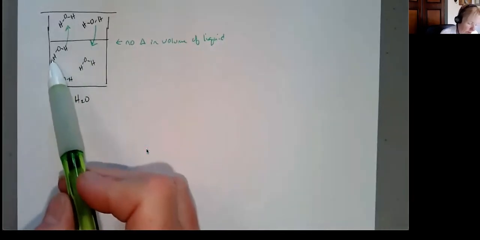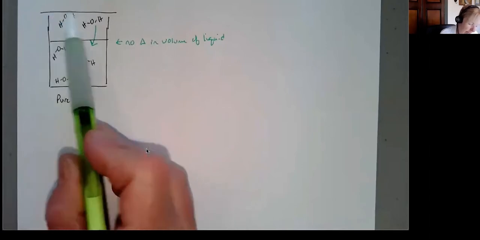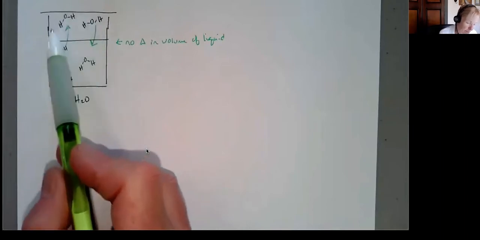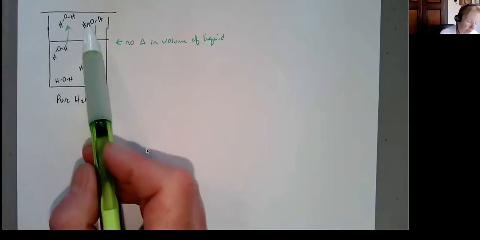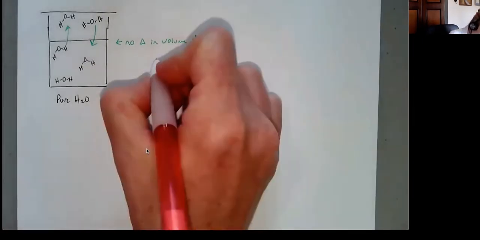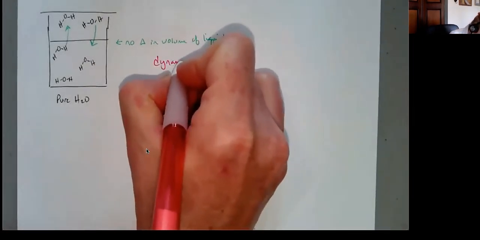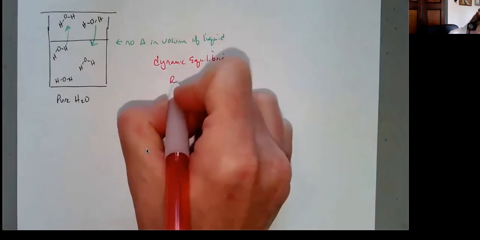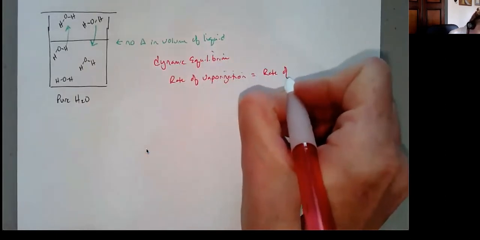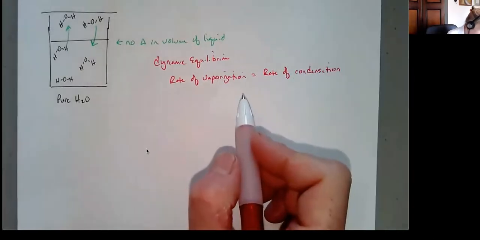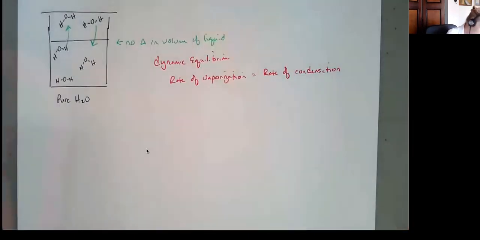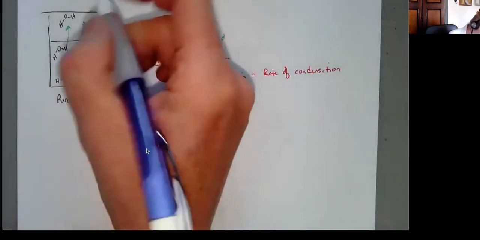I have water still moving to the gas phase, but since I have it closed off, as I build up water molecules in the gas phase, they're going to condense back down into the liquid phase. And so this would be a dynamic equilibrium where my rate of vaporization is going to equal the rate of condensation.